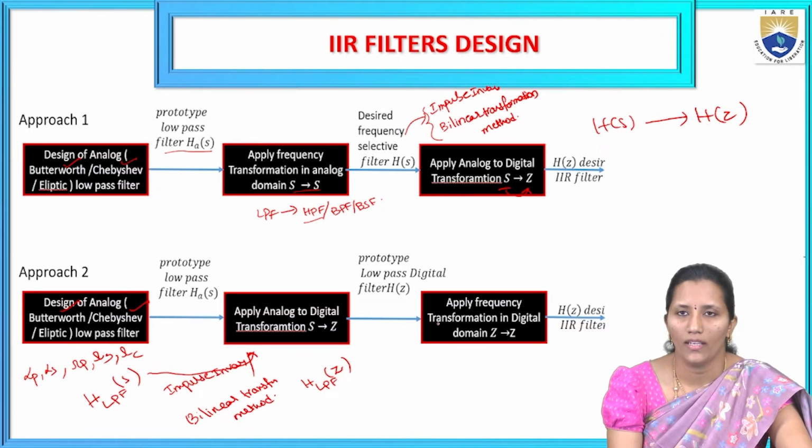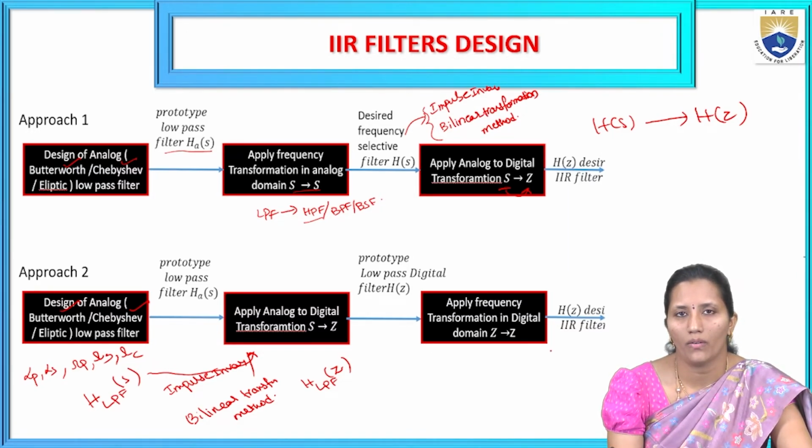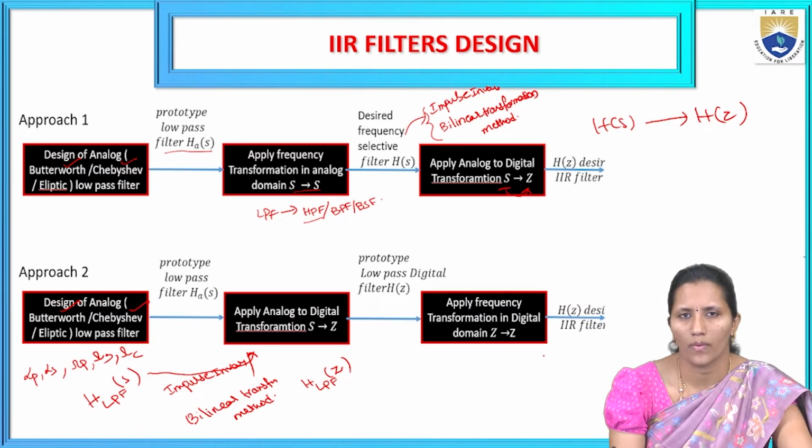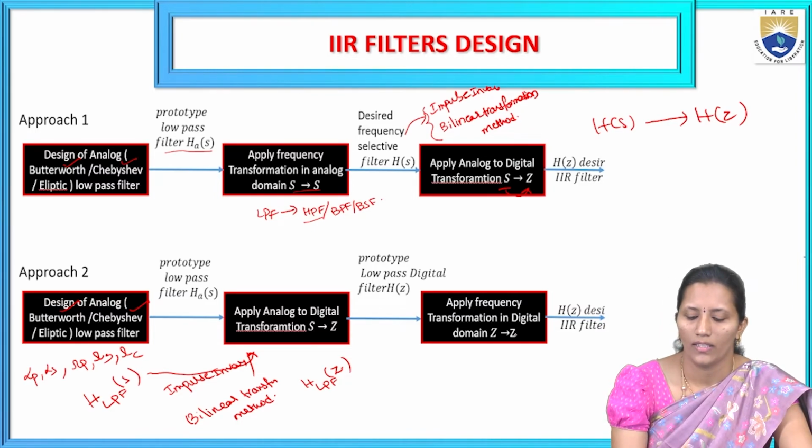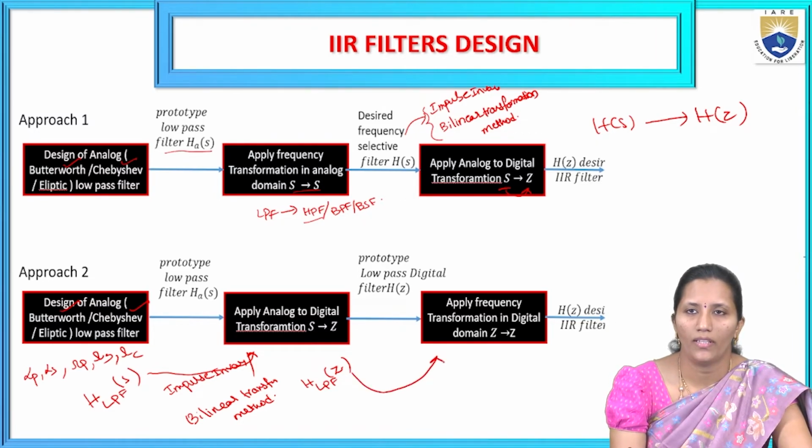Okay, then if in the specification we want to design either a band pass filter, high pass filter or band reject filter, then here we have to apply the digital filter frequency transformation techniques in the digital domain. In approach 1, we convert in the analog domain. Here in approach 2, we are applying the transformation in the digital domain.